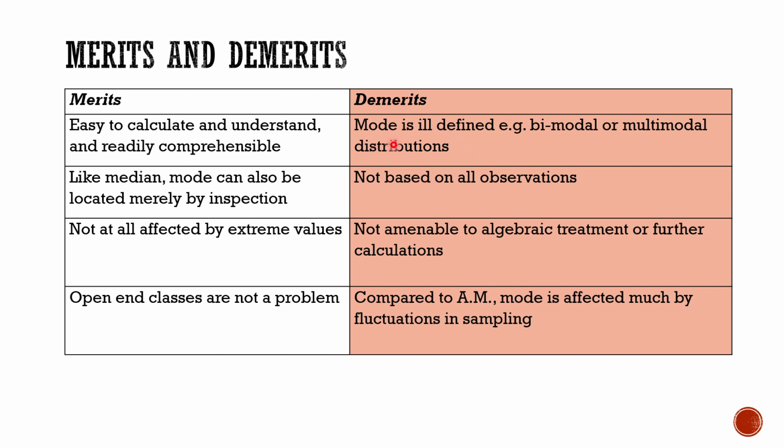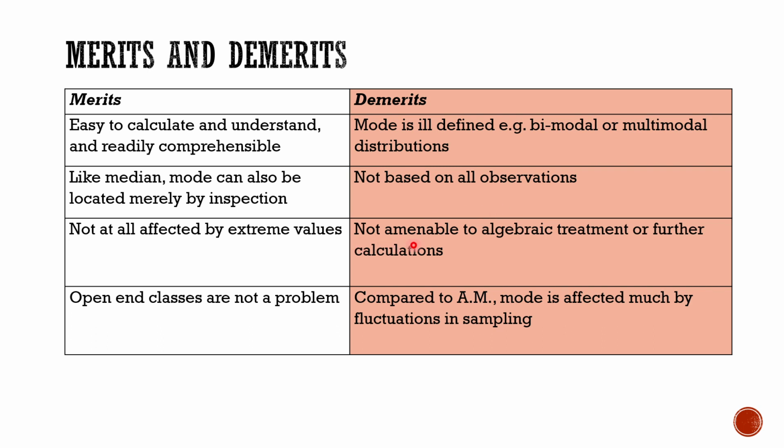What does it mean? It is not always possible to find a clearly defined mode. In some cases we may come across a distribution with two modes, and such distributions are called bimodal, or you can have more than two modes in a single distribution. Those are called multi-modal distributions. Second, it is not based on all observations. That is a weakness, or demerit, of mode.